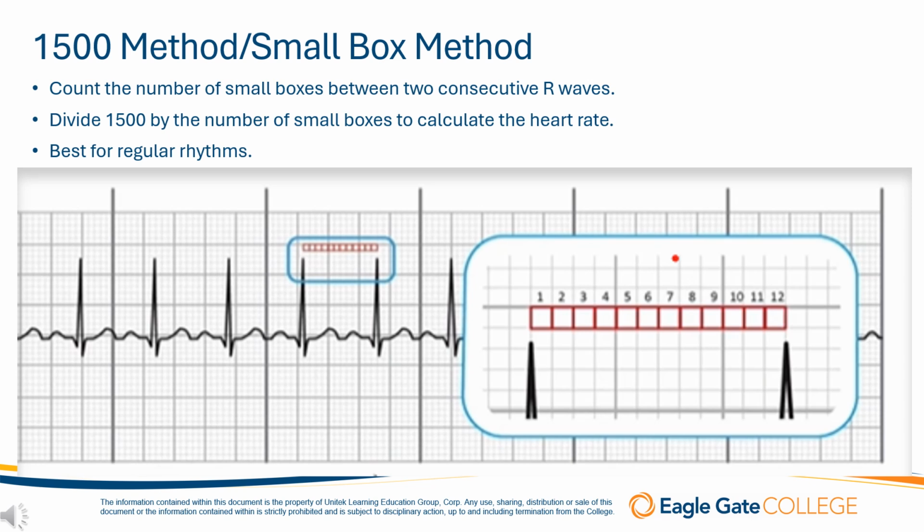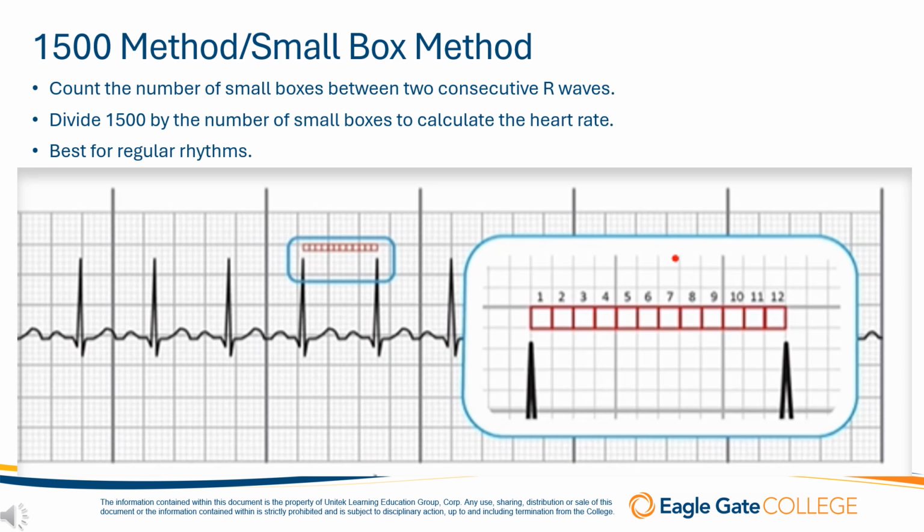So then divide 1500 by the number of small boxes that you counted between the R waves. This calculation gives you the heart rate in beats per minute. Let's say we counted 25 small boxes between 2 consecutive R waves. 1500 divided by 25 equals 60 beats per minute. This method provides a very accurate heart rate measurement because it calculates the exact number of beats per minute based on the interval between 2 beats.